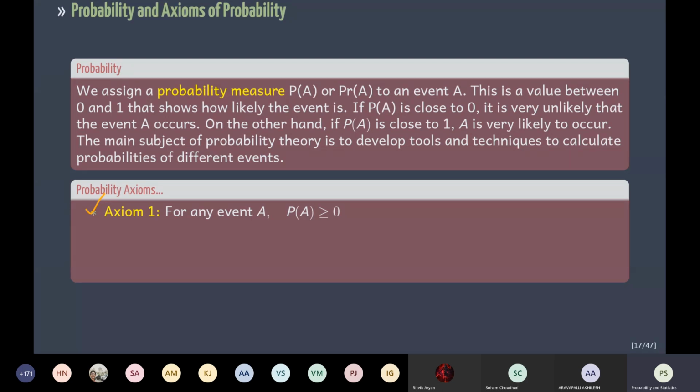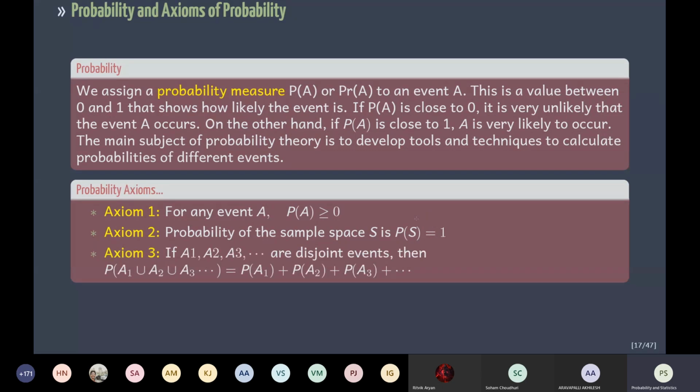Okay, we don't prove axioms, right? We prove theorems based on axioms. So we take it for granted that for any event A, the probability of an event A is greater than or equal to 0. The probability of the sample space is 1. So that's what we expect. A sample space was a set of all possible outcomes. So if I take everything, then it must be 1. Okay, so the probability of the sample space must be 1.